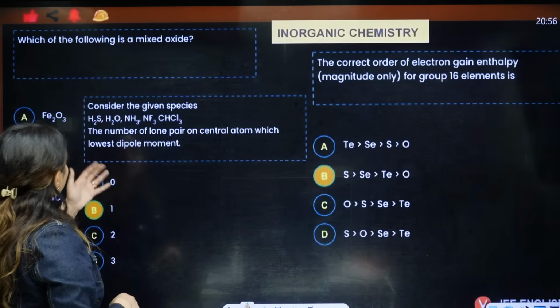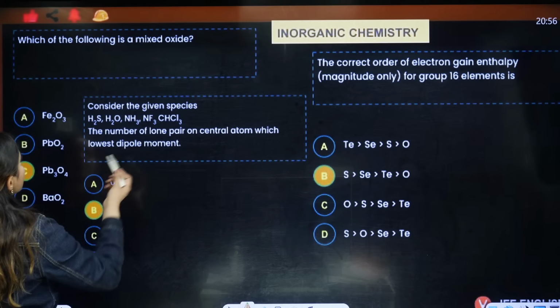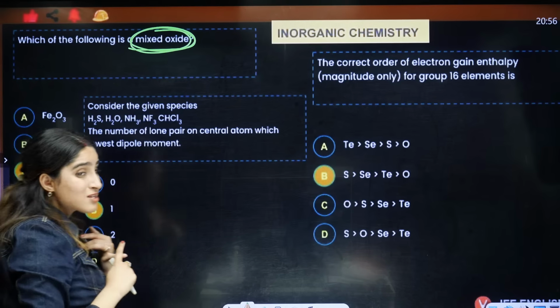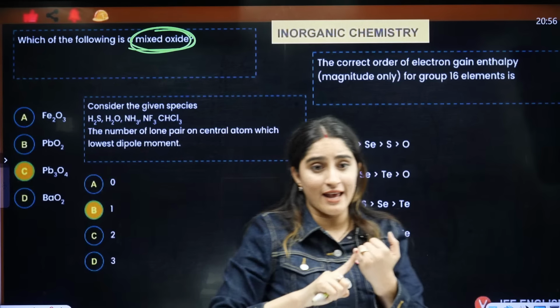Okay. Then if you talk about this thing here, mixed oxide, till now they have not asked about mixed oxide also. They have asked about acidic, amphoteric, neutral oxide.